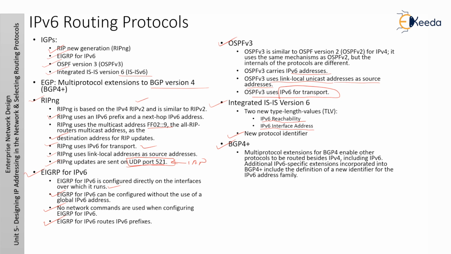Now come to BGP4 plus. Multi-protocol extensions for BGP4 enable other protocols to be routed besides IP version 4, including IP version 6. Additional IP version 6 specific extensions incorporated into BGP4 plus include the definition of a new identifier for the IP version 6 address family.